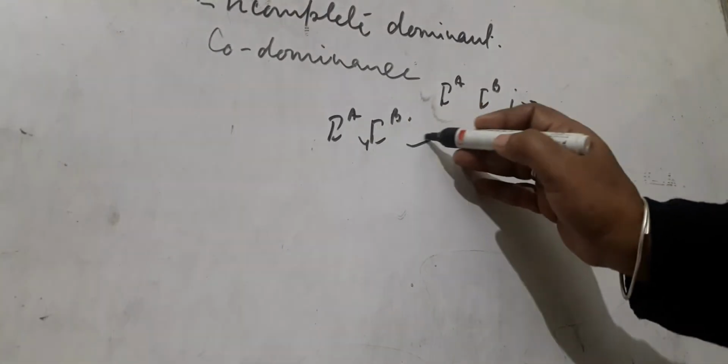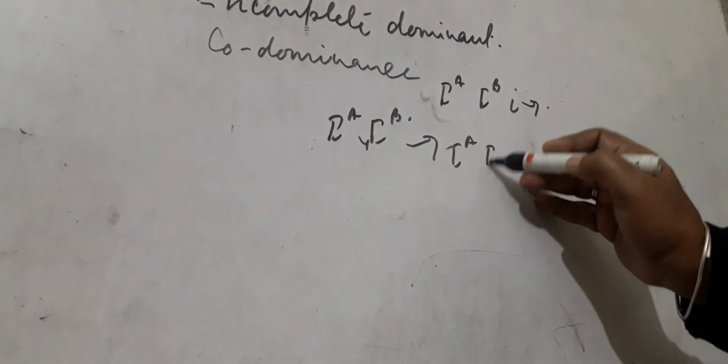IA and IB produce slightly different forms of sugars, that is, antigens, and i will not form any sugar. So when IA and IB are expressed together, they cross together, so it expresses IA and IB both.